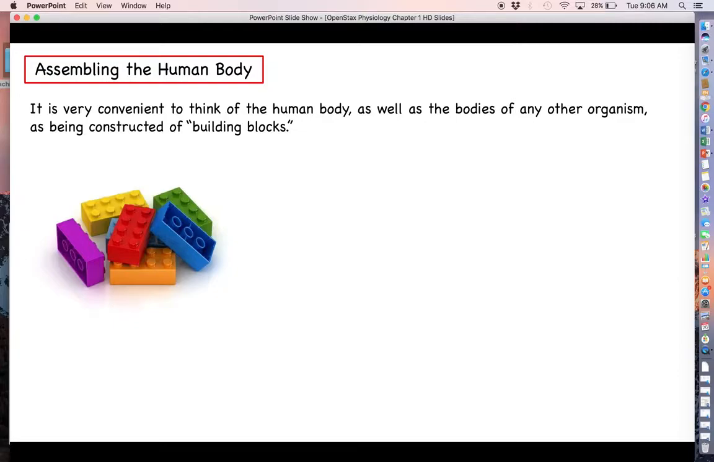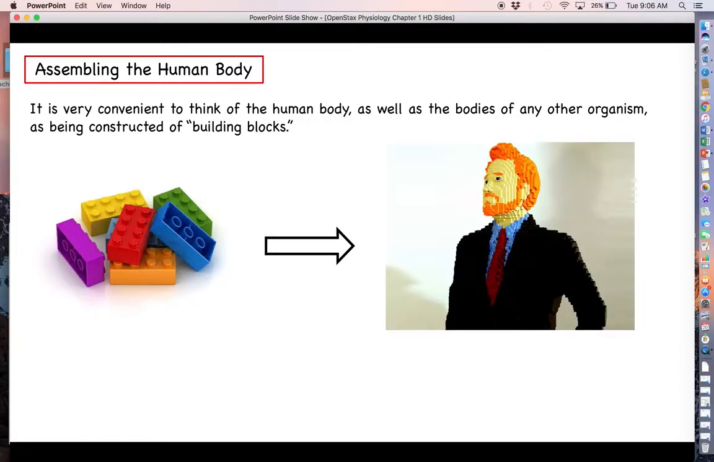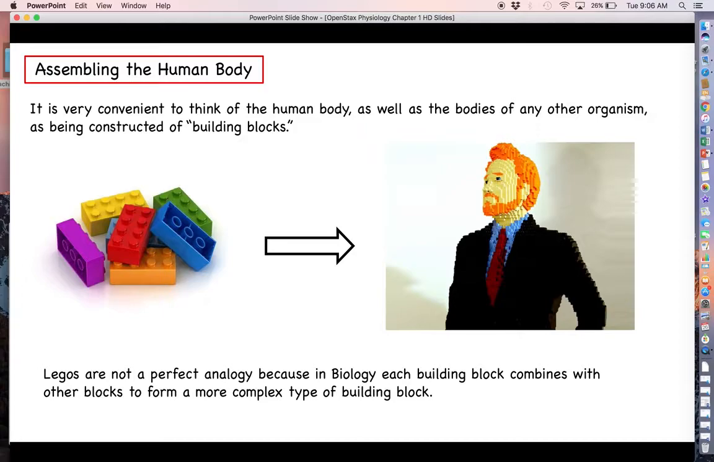So if you assume that a human is built out of building blocks like Legos, you could put these building blocks together in a number of ways to build a person, right? Well, Legos are not really a perfect analogy for biology, because Legos are the only type of building block that exists. You put the Legos together to build something that's very large. In biology, building blocks come together to make a new type of building block, as you're going to see on the next slide.